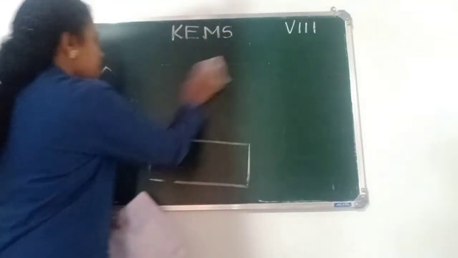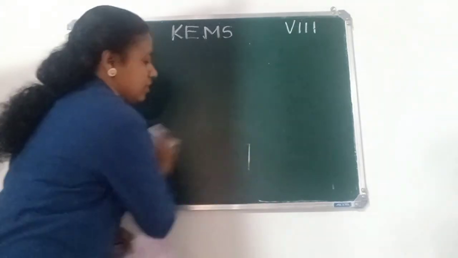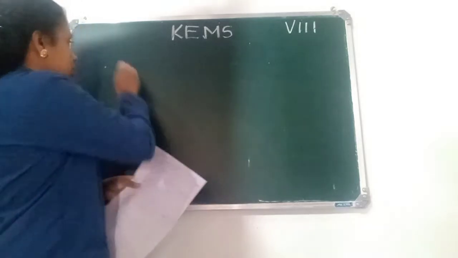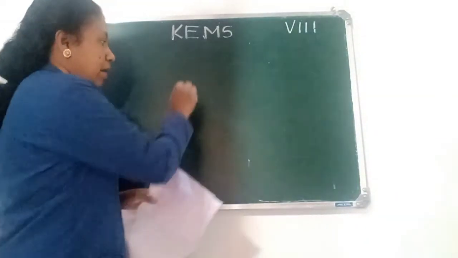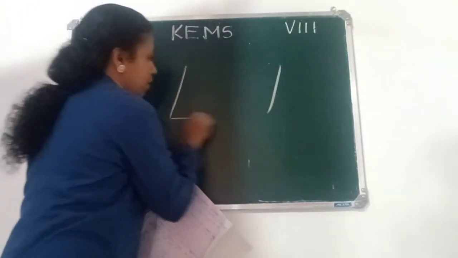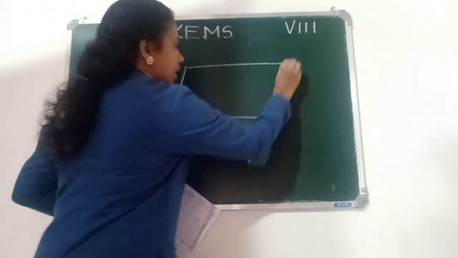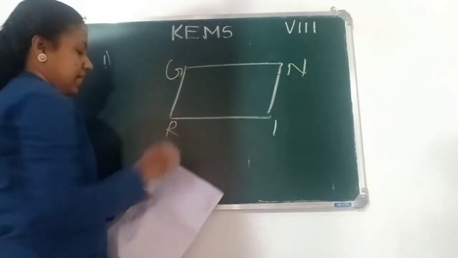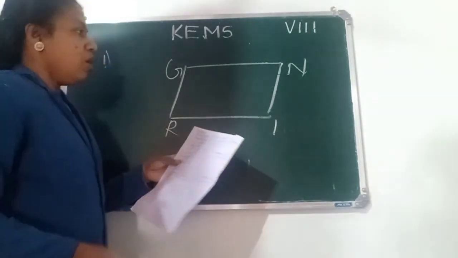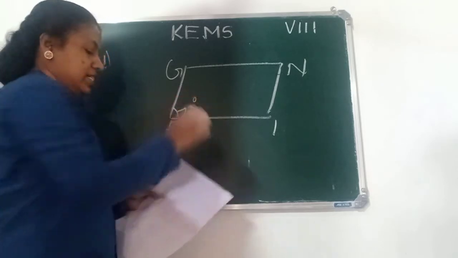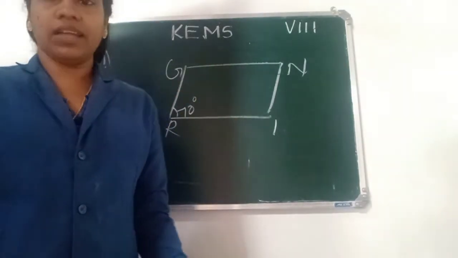So we can use the properties to find the missing angles. Okay, first question. In a parallelogram, its name is RING, a ring. In a parallelogram RING, one of the angles, that is angle R equal to 70 degree, is given. Find all the other angles.